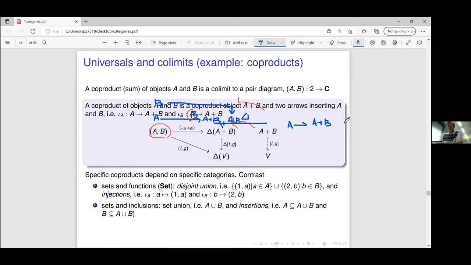Here, and then you have a B on this side going here. But from this perspective, you'd have your arbitrary V here. All it's saying is that any map from A, B to this vertex V must go through its co-product. So that's why the co-product is the universal object in this situation.